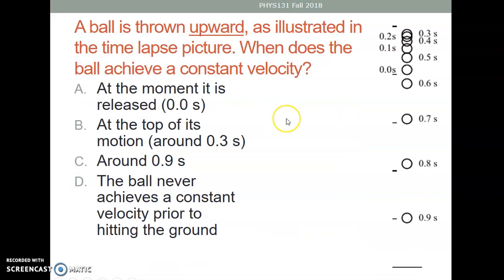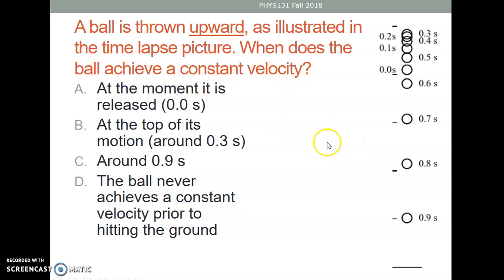Okay, a ball is thrown upward. It starts here, goes up, and then falls straight down. It's a little hard to tell from this picture, but 0 seconds is here, so this is the first image. It goes up, comes to a stop for just a smidgen of an instant, and then starts falling back down again. Okay, when does the ball achieve a constant velocity?